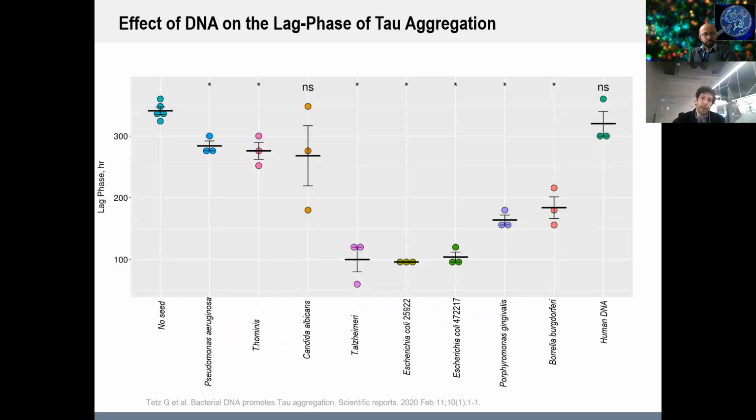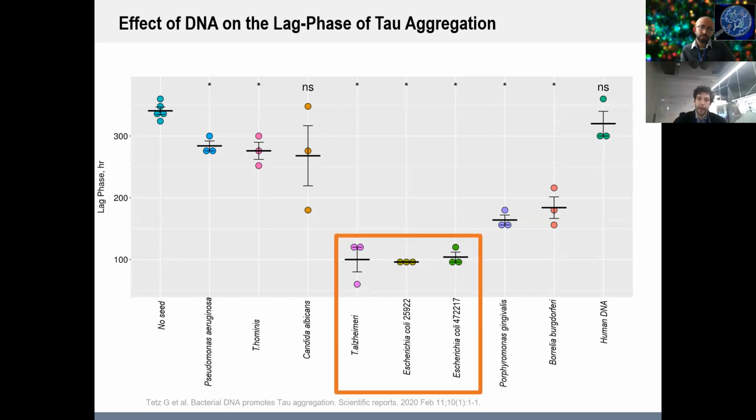So next, to compare the magnitude of the effect of different DNAs on their kinetics of aggregation, we measured the lag phase. The lag phase is just the time period at which aggregation begins. So the shortest time to reach the lag phase means that the compound or DNA has a high tau misfolding activity.